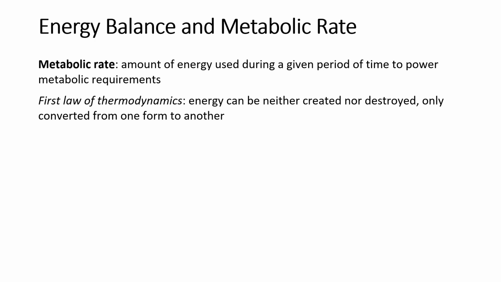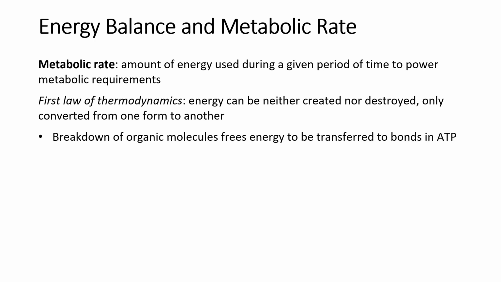And the first law tells us that energy can neither be created nor destroyed, only converted from one form to another. So this means that when an organism, such as yourself, requires energy, it must have a source of energy from outside its living system, or its organism. So this is why, as humans, for example, we need to eat. The breakdown of organic molecules in our food frees energy to be transferred to bonds in ATP.